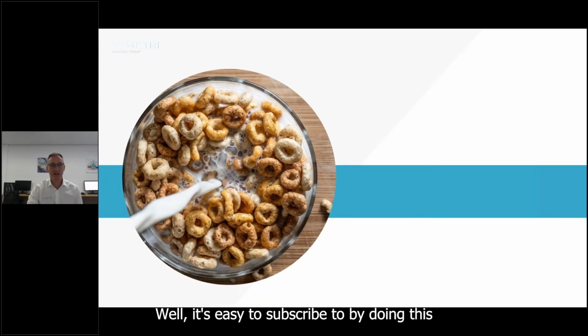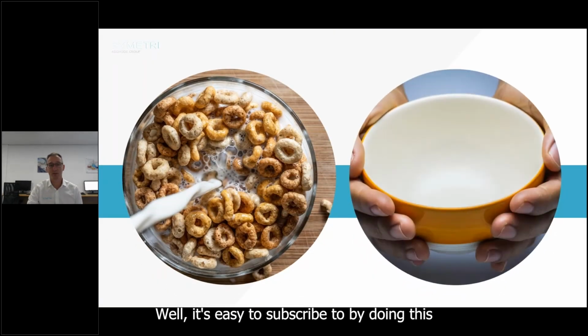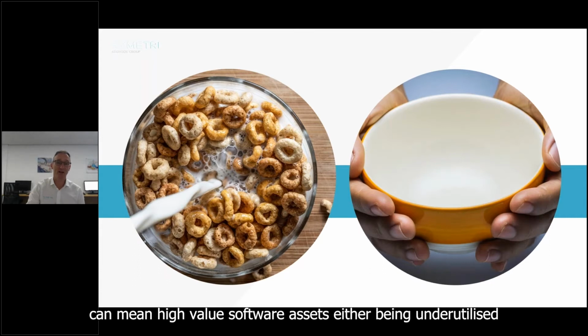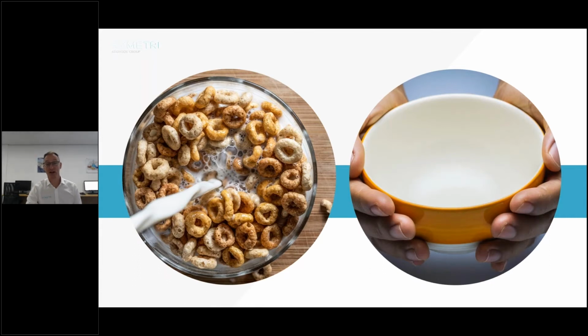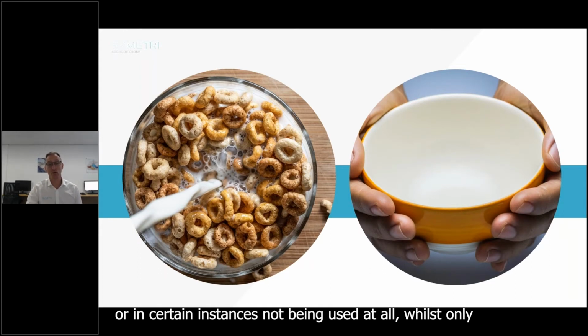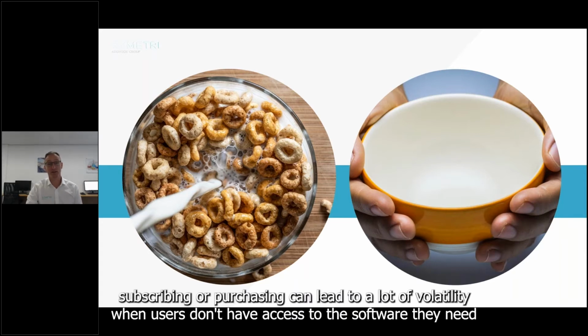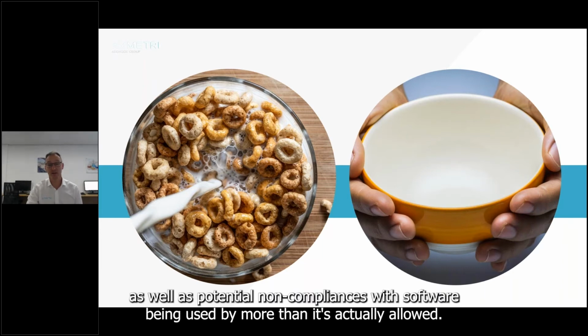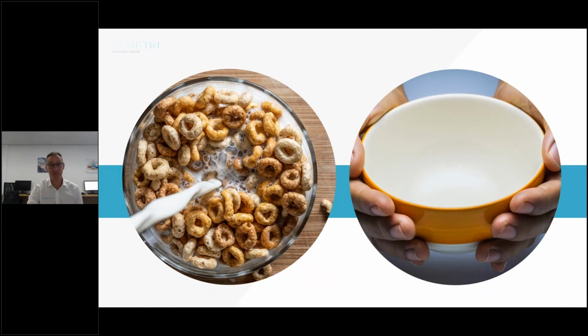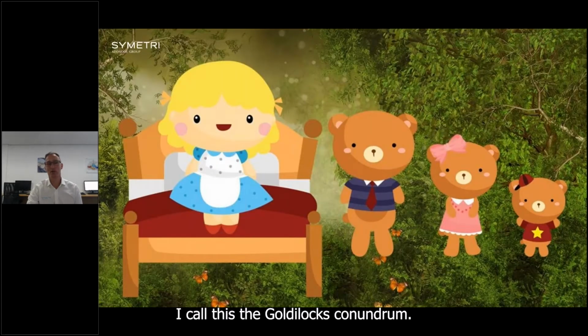Well, it's easy to oversubscribe, but by doing this can mean high-value software assets either being underutilized or in certain instances not being used at all. Whilst undersubscribing or underpurchasing can lead to a loss of productivity when users don't have access to the software they need, as well as potential non-compliances with software being used by more than is actually allowed. I call this the Goldilocks conundrum. Not too many, not too few is the ideal fit.